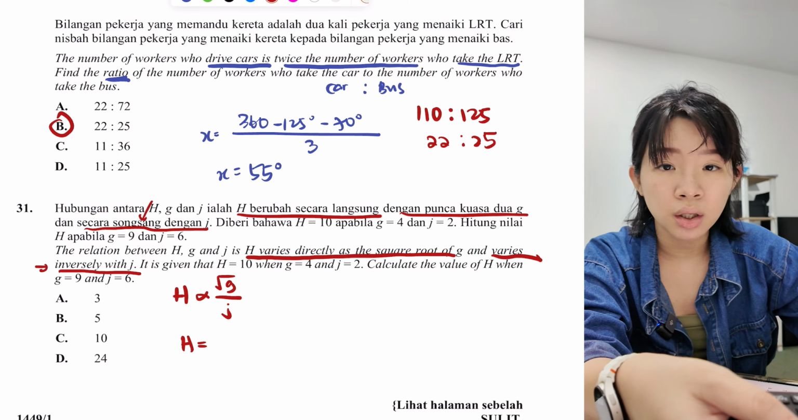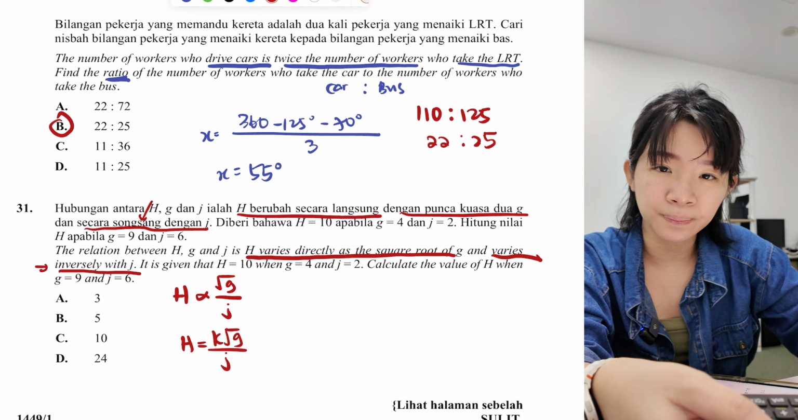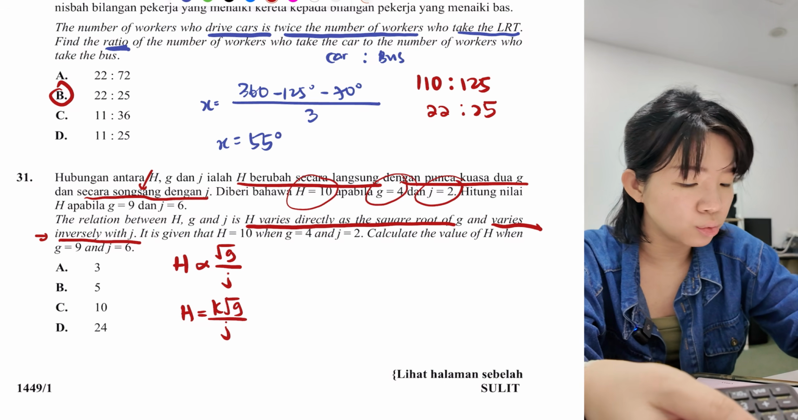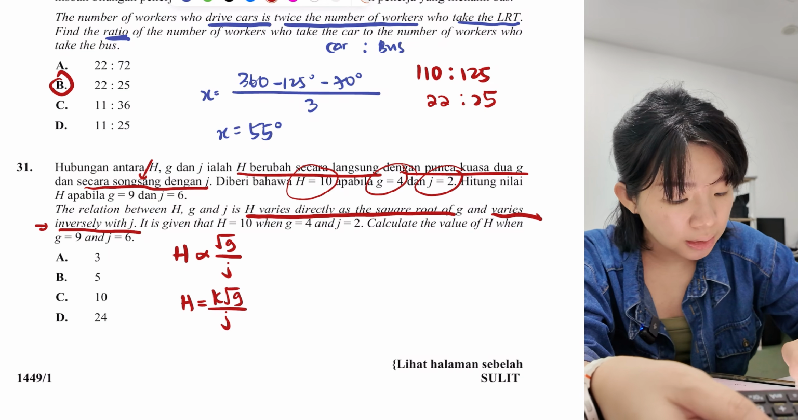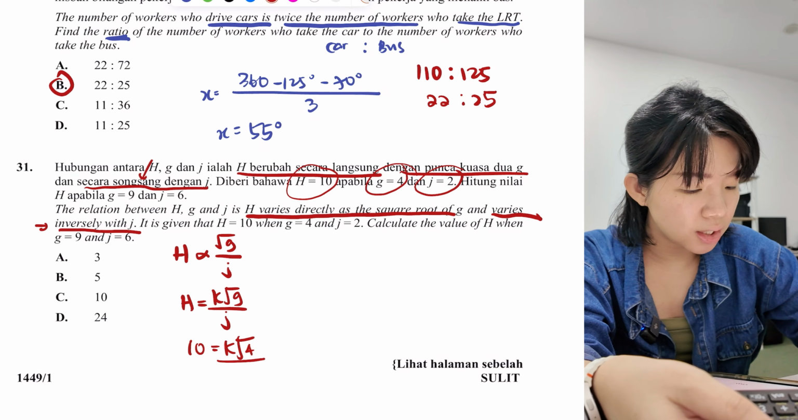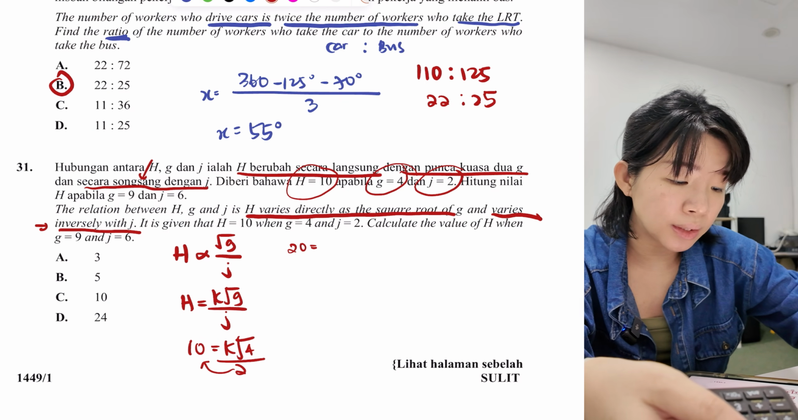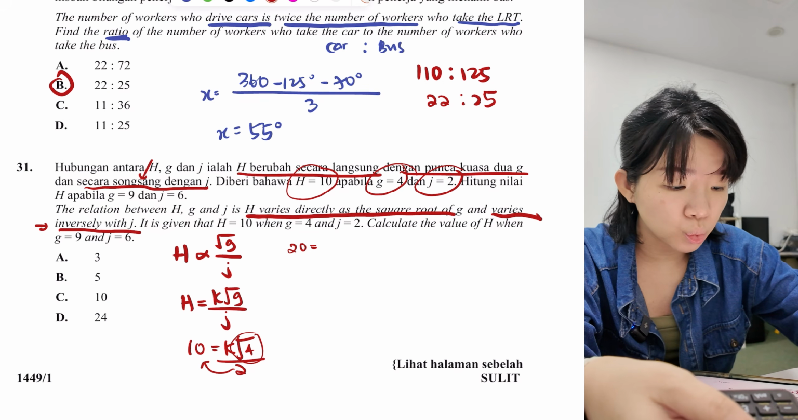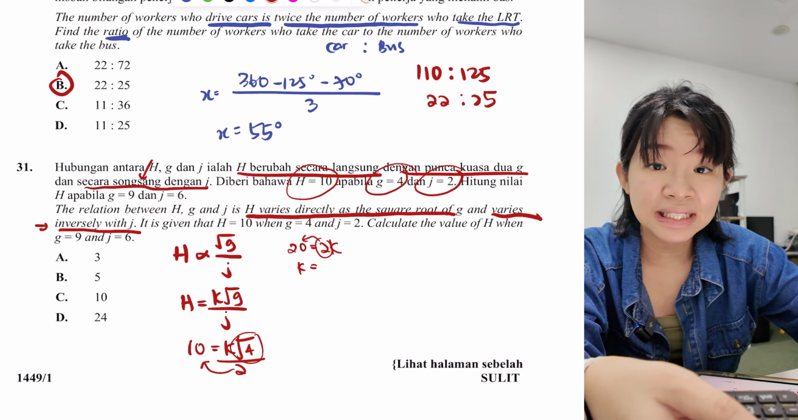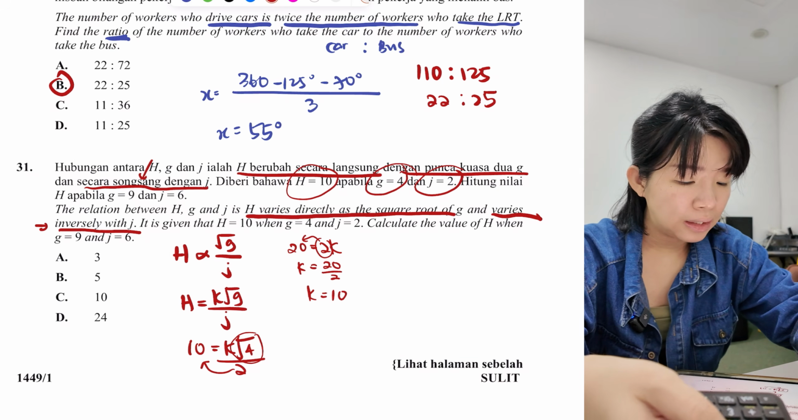So now change to equal. Once you change to equal, you need to add k. So h equals k square root g over j. Now h is 10, g is 4, j is 2. Substitute everything to find k first. 10 equals k square root of g, g is 4, over j, j is 2. The 2 brought over becomes times. 10 times 2 is 20. 20 equals square root 4 is 2, so 2k. At the end, bring the 2 over and divide, so 20 divided by 2, k equals 10.